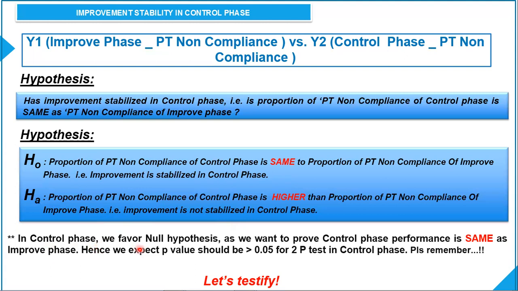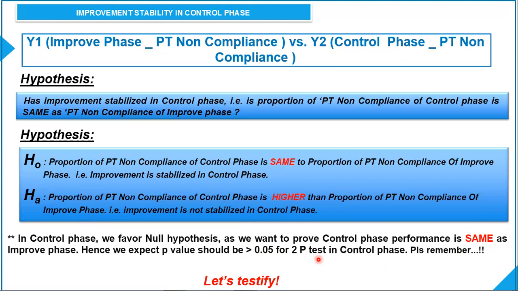Yes, in the control phase, we favor the null hypothesis as we want to prove the control phase performance is the same as the improved phase. Hence, we expect the p-value should be more than 0.05 for the 2p test in the control phase. For the rest of the other tests, like the chi-square test, or even the 2p test in the improved phase, we wanted the p-value to be less than 0.05, or less than 0.1.